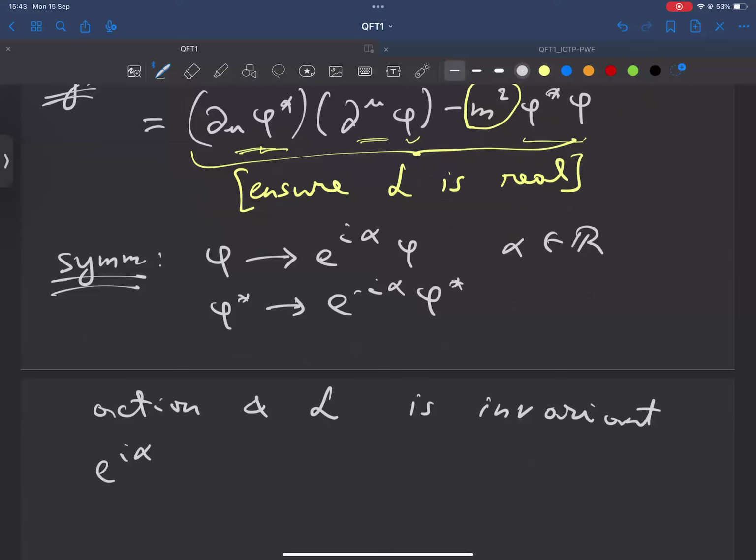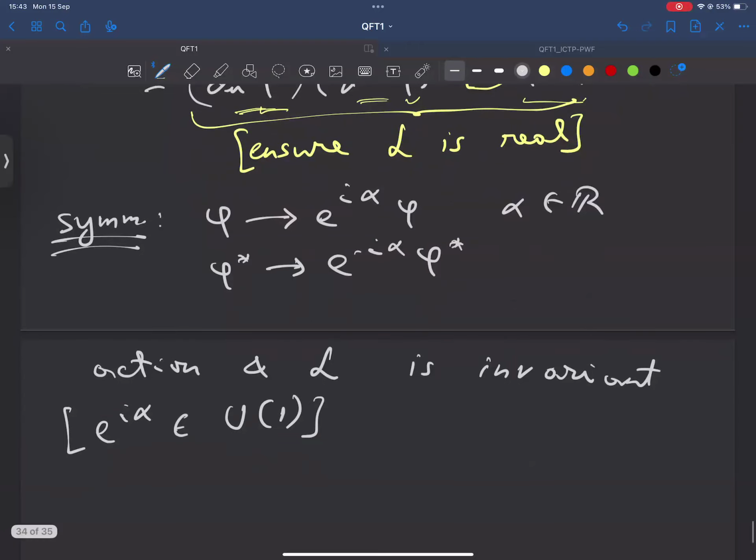Okay, so this is known as the group of unitary 1x1 matrices, or just numbers, and by definition they have to be e to the power i alpha, or just a phase. So this is what is said, that L and the action here, both are U(1) invariant in this case.